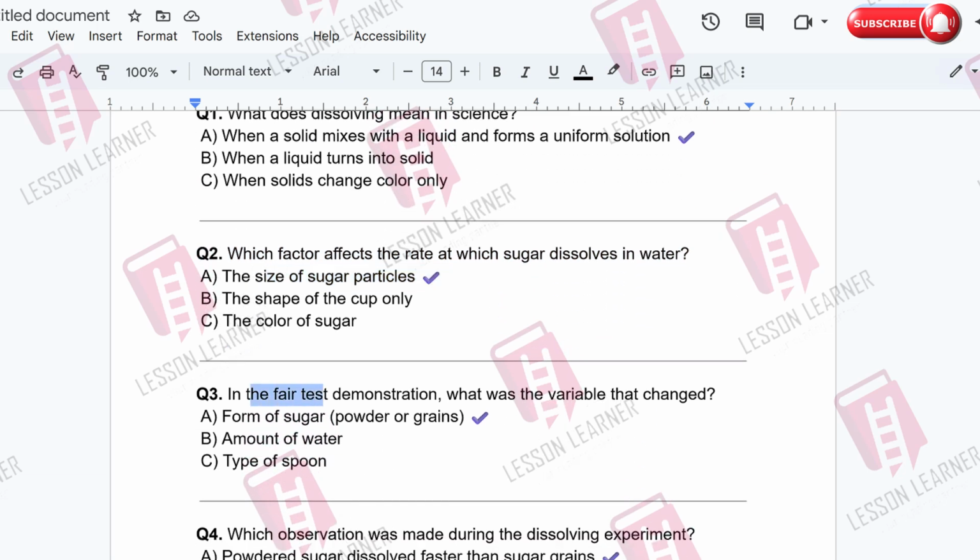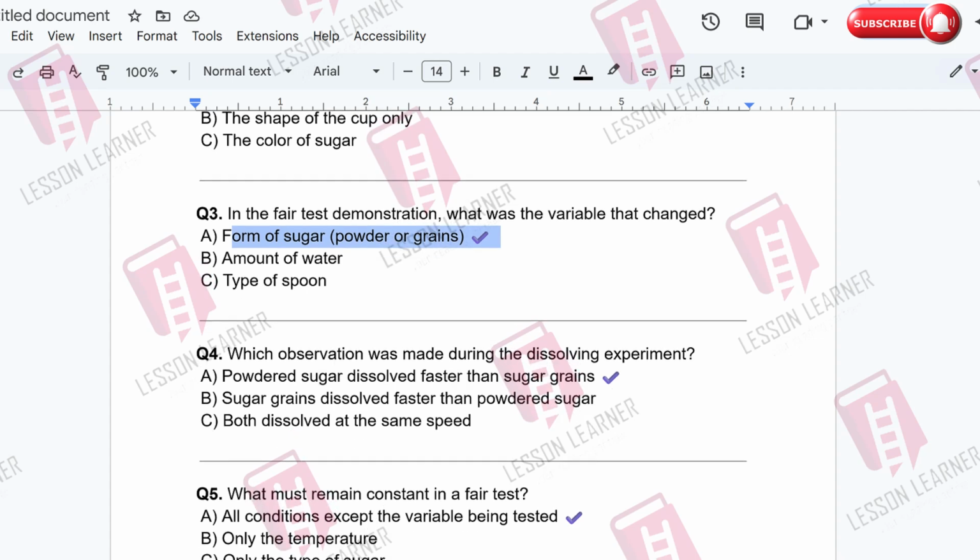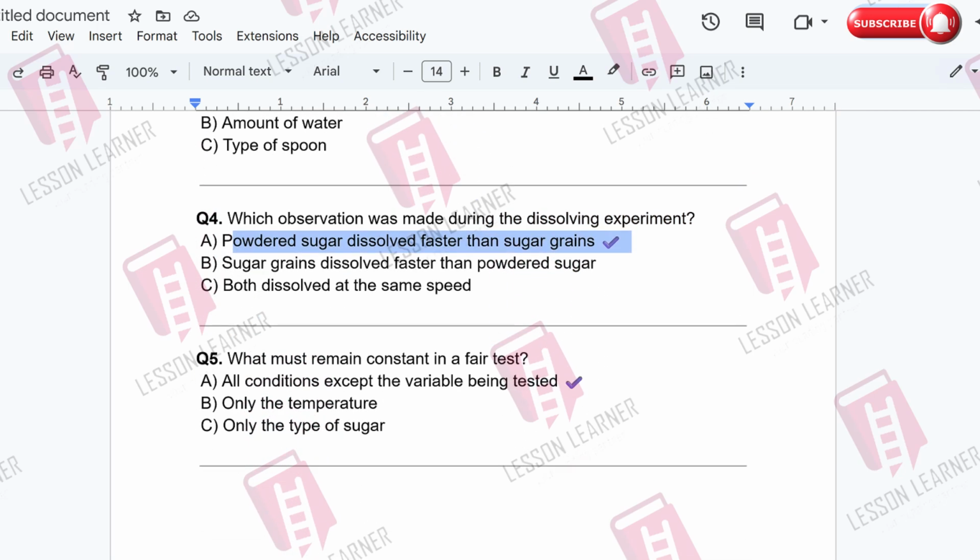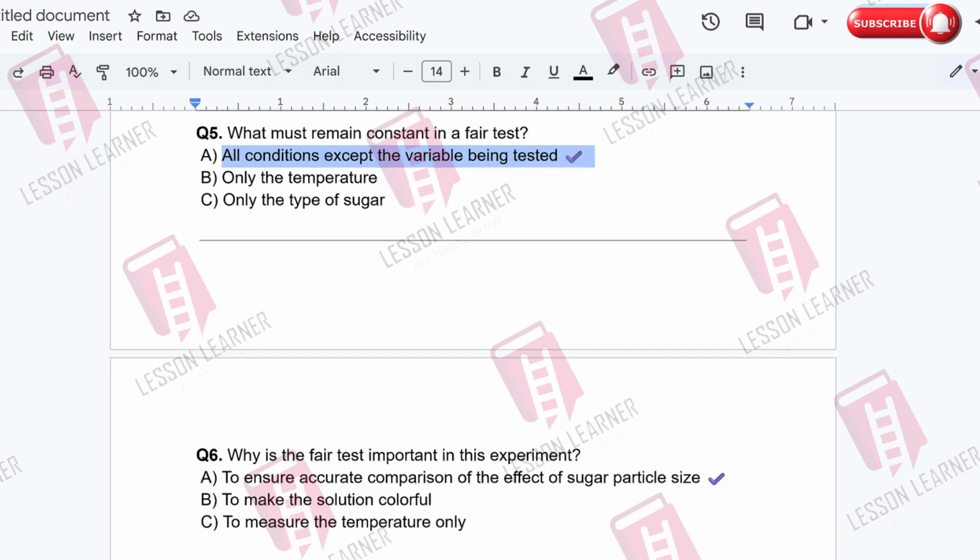In the FAIR test demonstration, what was the variable that changed? The form of sugar, powder or grains. Which observation was made during the dissolving experiment? Powdered sugar dissolved faster than sugar grains. What must remain constant in a FAIR test? All conditions except the variable being tested.